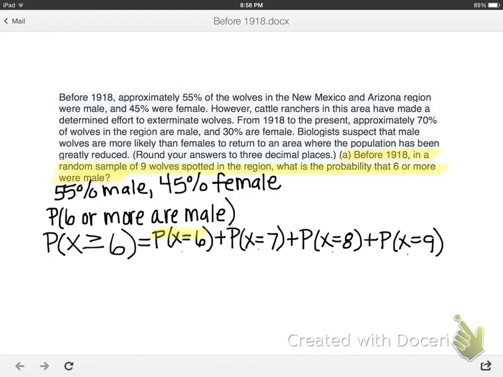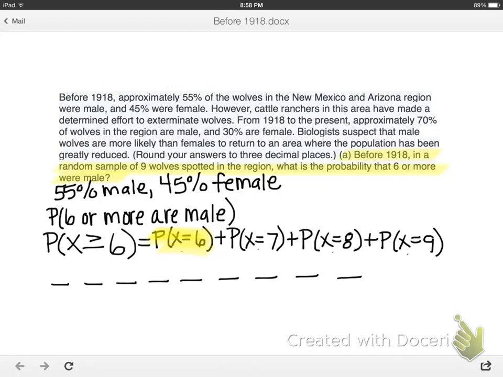Okay, let's just start with finding the probability that we'll get exactly 6 male wolves. I'll go through and explain how to do that one for you, and then the rest of them will be the same process. We'll just have to change the numbers for 7, 8, or 9 wolves. Okay, so let's draw a little diagram here. 1, 2, 3, 4, 5, 6, 7, 8, 9. Let's say these are 9 spots for the 9 wolves that I'm going to choose.